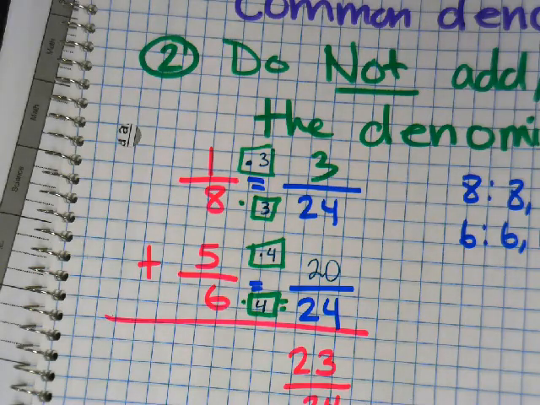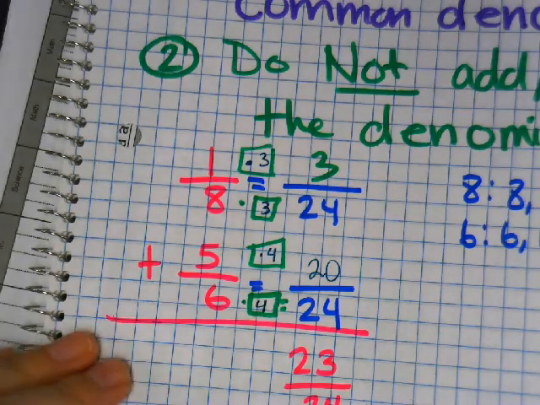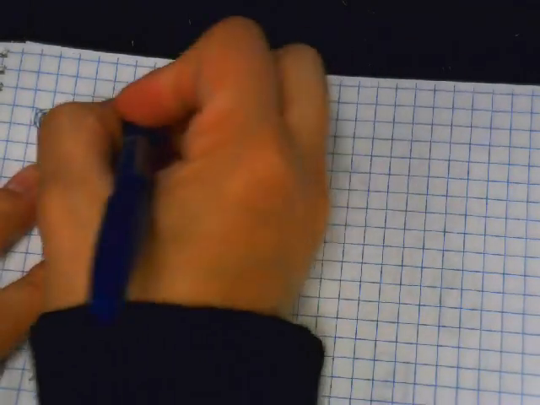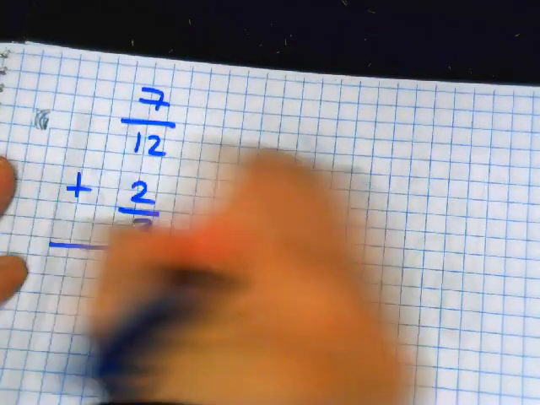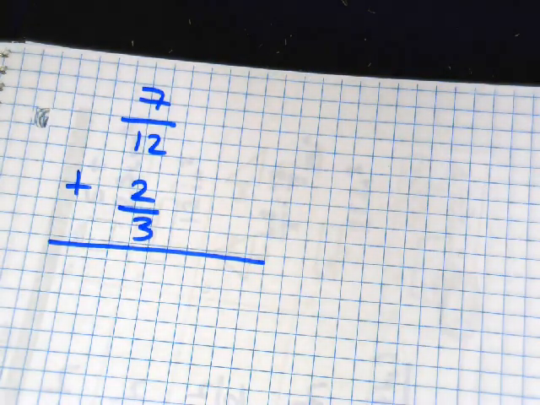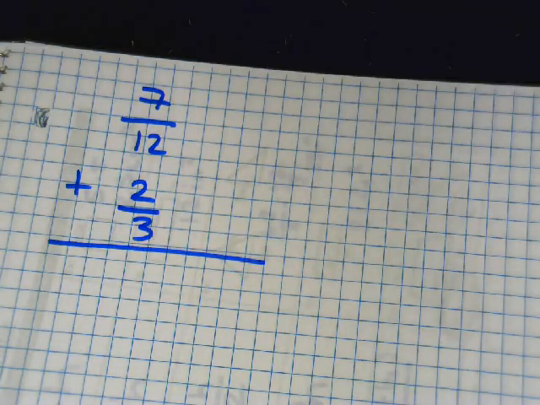All right, ready? Seven eighths plus 2/3. 7/8 plus 2/3.